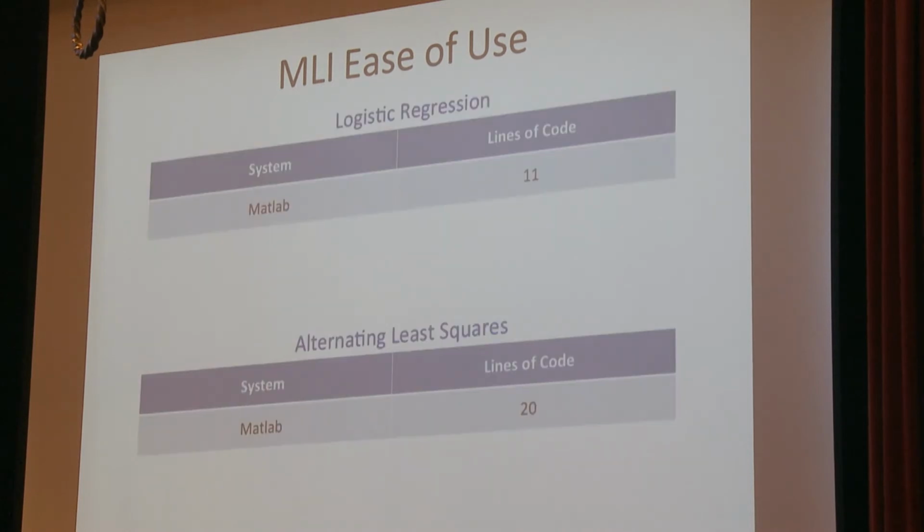So when we talk about ease of use of a programming platform, one of the metrics that we use to evaluate this is lines of code. And MATLAB is the gold standard here for machine learning systems. You can do single node logistic regression in about 11 lines of code. You can do alternating least squares in 20. This isn't the only metric that you would want to think about for ease of use, but we think it's a pretty good heuristic.